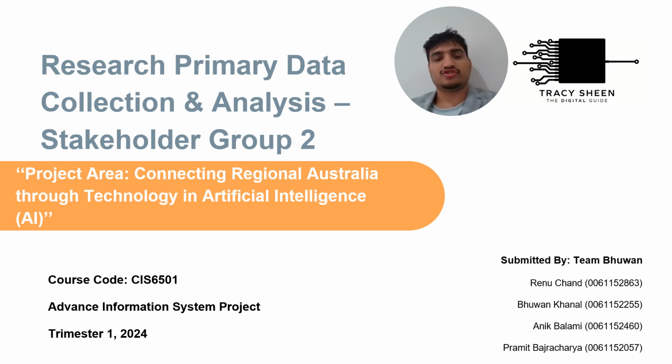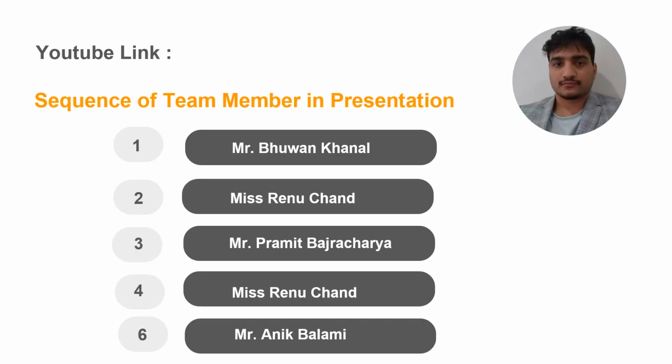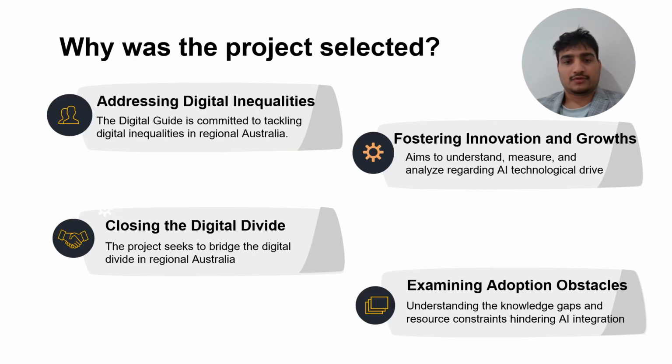Our topic is research, primary data collection and analysis of stakeholders for Group 2. We are going to do a project covering the area of connecting regional Australia through technology and artificial intelligence. We are 4 members in a team: Renu, Bhuwan, Anik and Pramit. This slide is for the sequence of team members presenting the PowerPoint presentation.